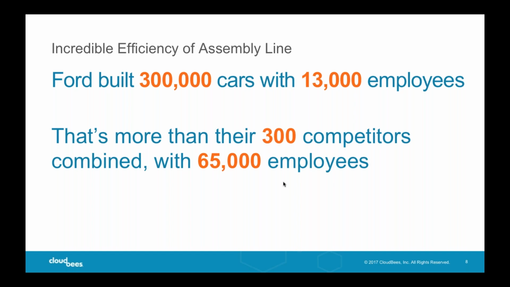The reason why this is important in the context of our call today is that through that incremental automation and optimization, Henry Ford was able to achieve incredible efficiency that gave him a significant and disruptive competitive advantage. So Ford was able to build 300,000 cars with only 13,000 employees, and that was more than their 300 competitors combined were building with 65,000 employees. So this entirely disrupted the automotive industry.